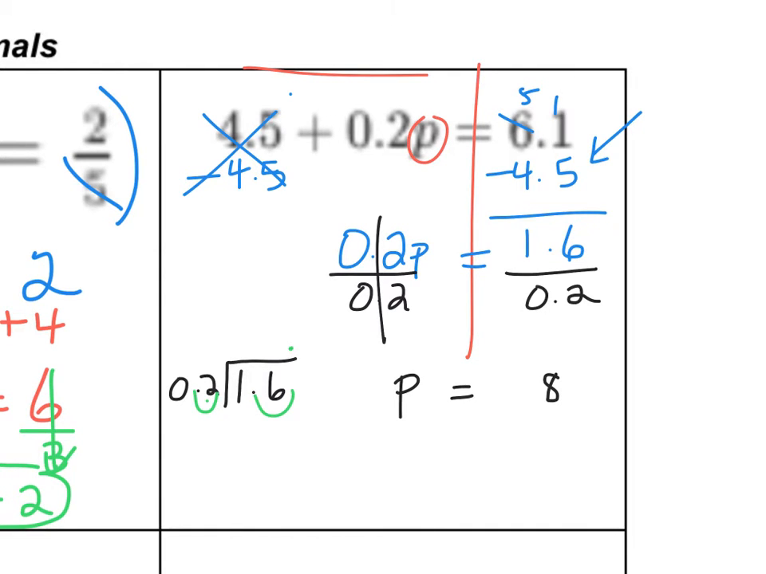2 goes into 16 8 times. Yep, so you have to be careful with that decimal. Even I was about to make that little mistake because I saw this 0.2. That is not correct. You need to check it with a calculator or check it by doing division.